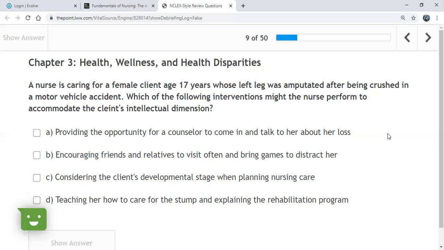B is actually more social to me, because when we're doing games, distraction and stuff like that, that's more of a social thing or a belonging sort of thing. A, have a counselor come in and talk to her about her loss. I feel like that's more affect and emotional. Okay. So a lot of people pick D. Let's see what D says.